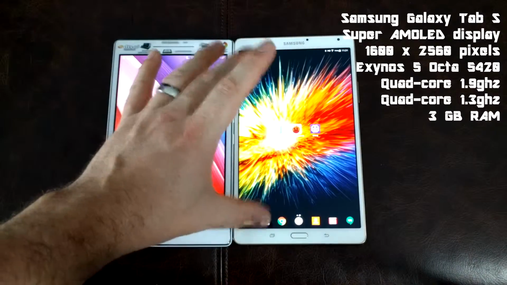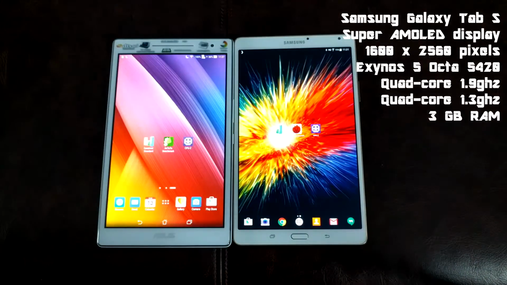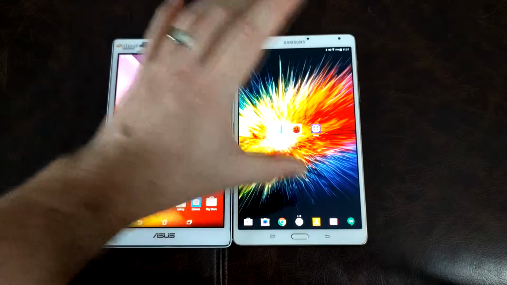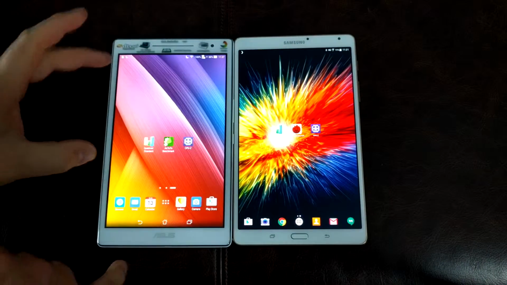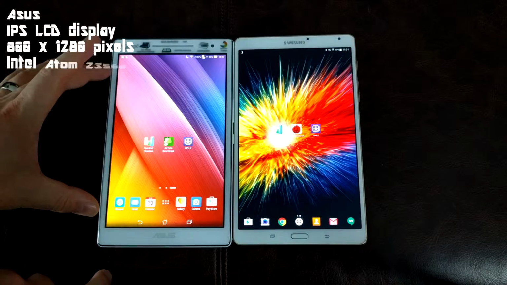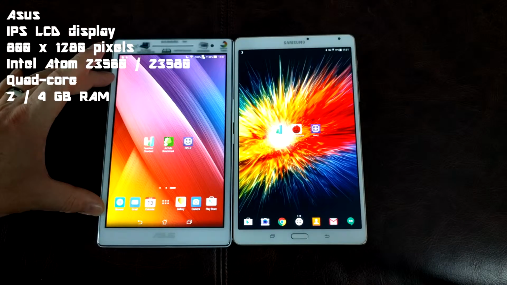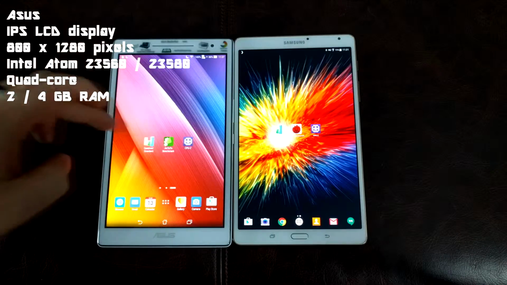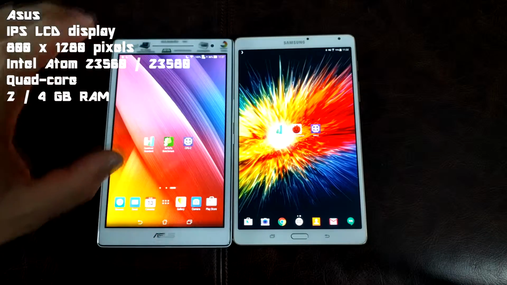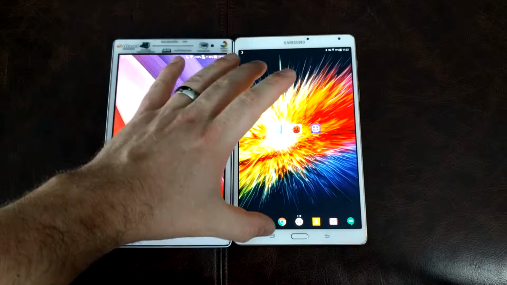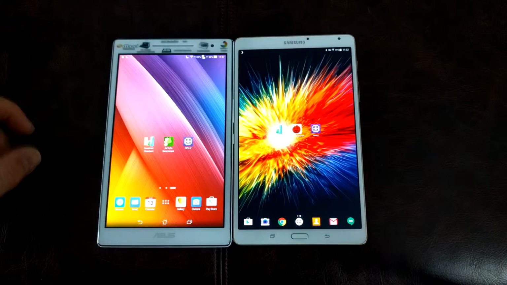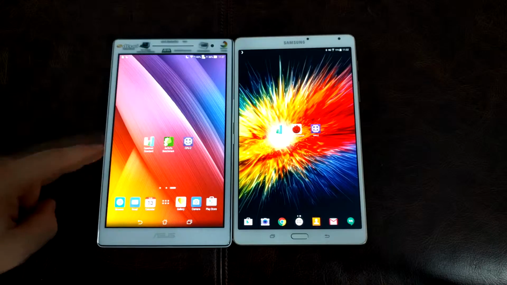It has the same processor inside, an octa-core with 1.9 and 1.3 and 3 gigabytes of RAM. Whereas inside this is the Intel Atom alongside 2 gigabytes of RAM and 16 gigabytes of storage. So there is a little bit of a difference in that this is running Intel and this has the Exynos processor from Samsung. So we're going to have a quick look at some of the benchmarks.